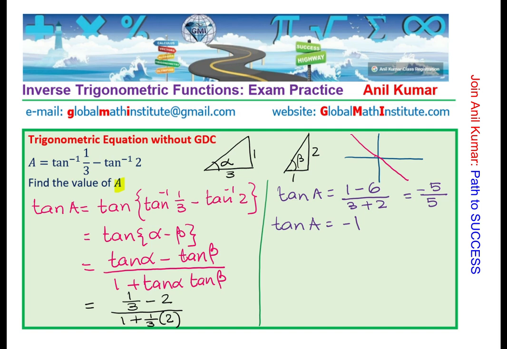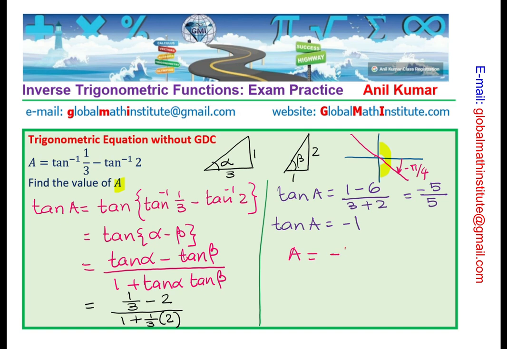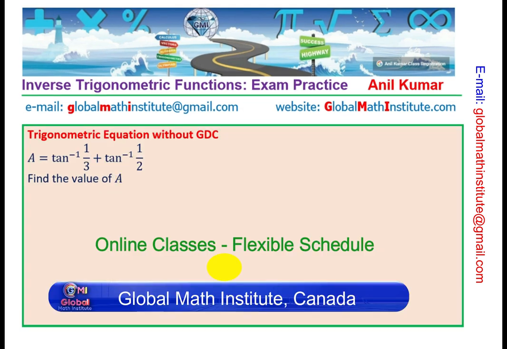And therefore, in this particular case, what should be our answer? Well, the answer should be minus pi by 4. So it's kind of important to understand that the inverse of tan function is only valid in quadrant 1 and in 4. And therefore, we'll write down A as equal to minus pi by 4. So that becomes the answer for this particular question. I hope this concept is absolutely clear.